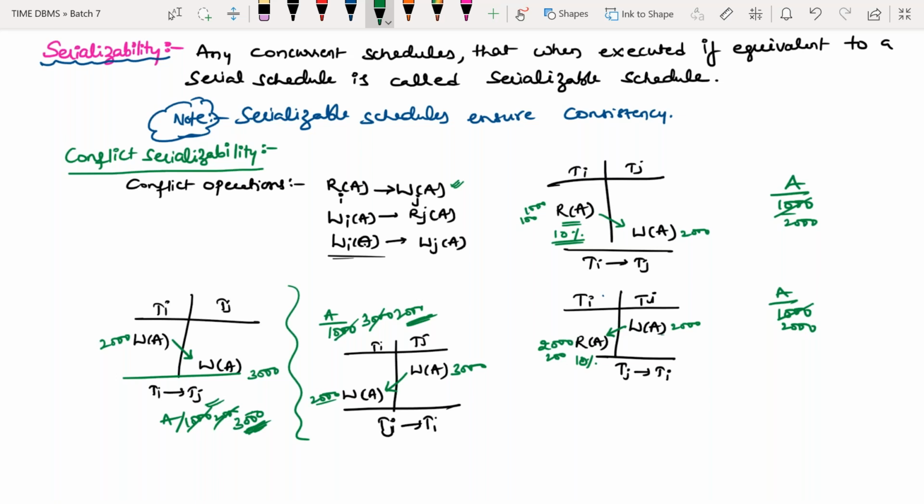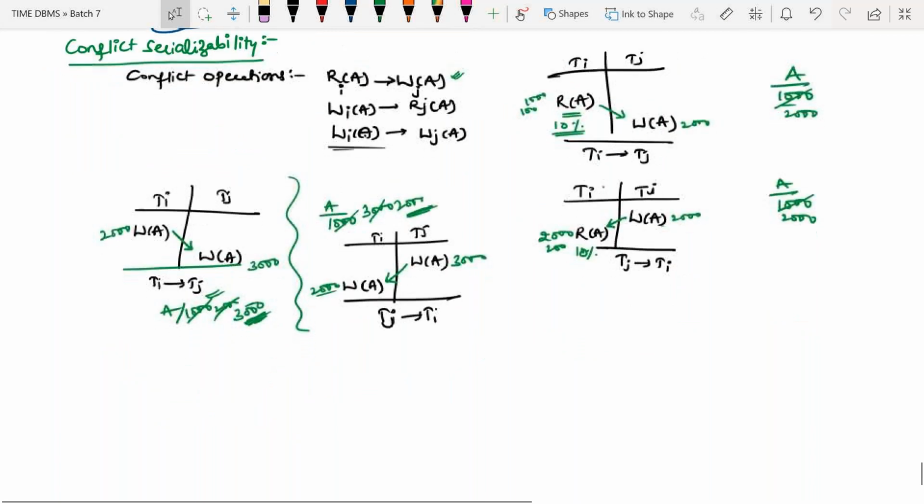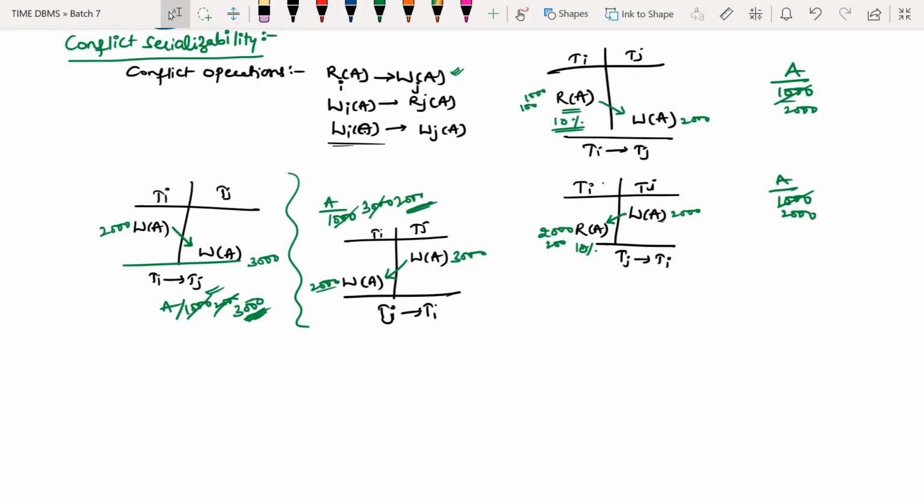And moreover, a serial schedule ensures consistency. Because even the concurrent schedule is giving the same output as the serial schedule, we can say the concurrent schedule is also ensuring consistency. So correctness we can verify using the serializability concept based on the conflict operations. That's why we call it conflict serializability. So what are the conflict operations? Read write, write read, write write.